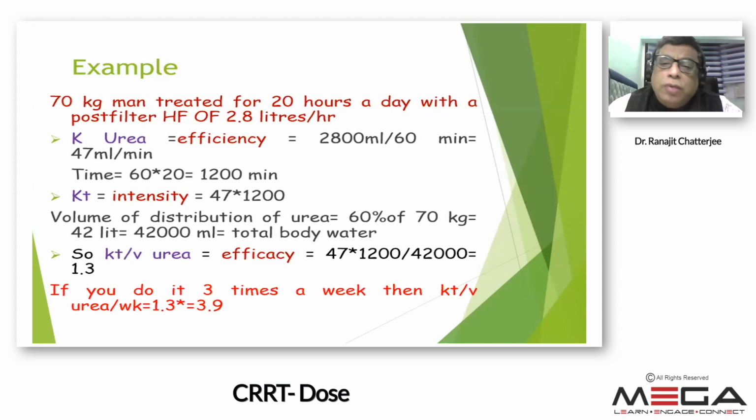Now, what is the volume of distribution of urea? In a man of 70 kg, 60% is the volume of water, which is equal to the volume of distribution of urea. So 60% of 70 kg comes to around 42 liters, that is 42,000 ml. So what is the efficacy? Kt/V is 47 times 1200 divided by 42,000, that is 1.3.